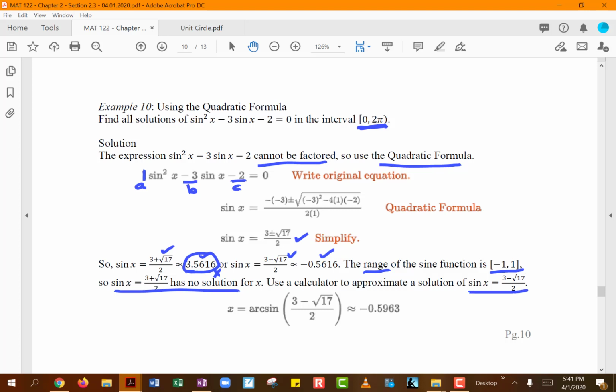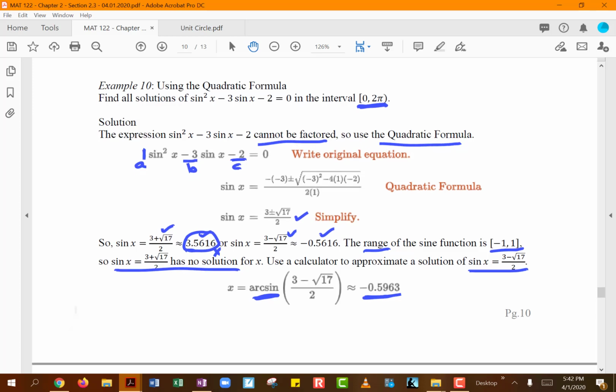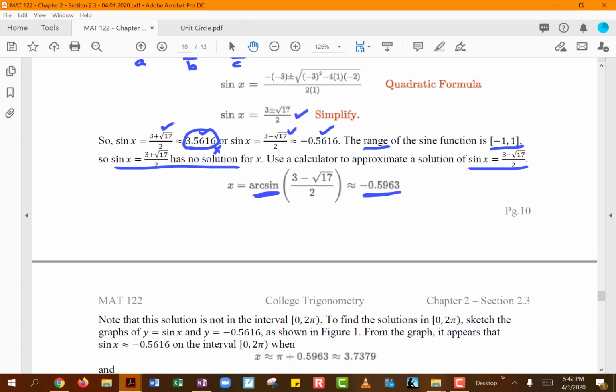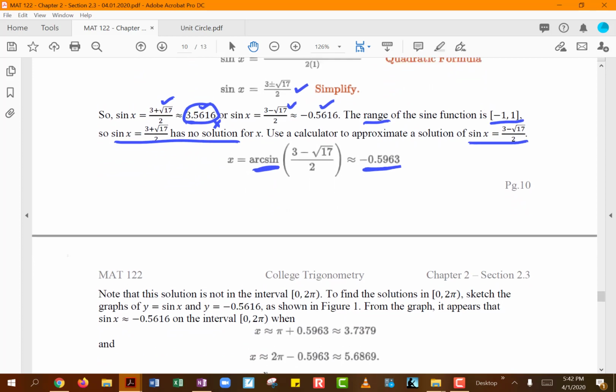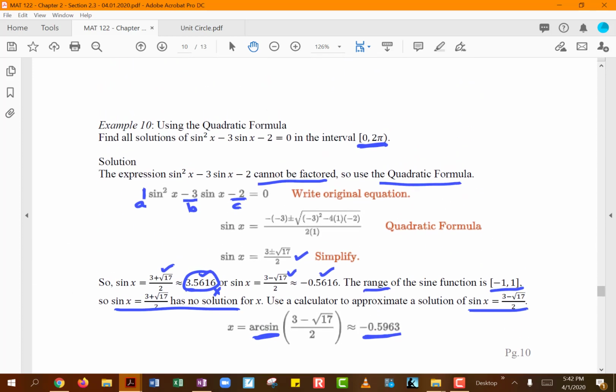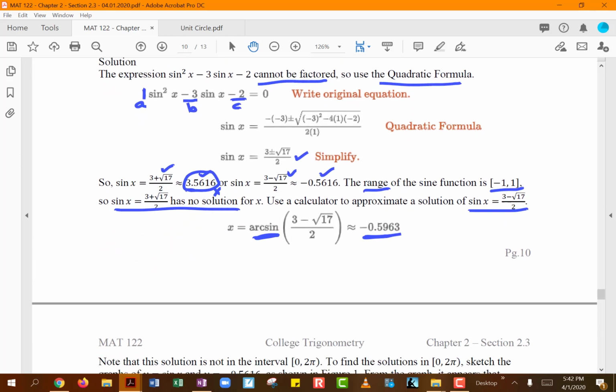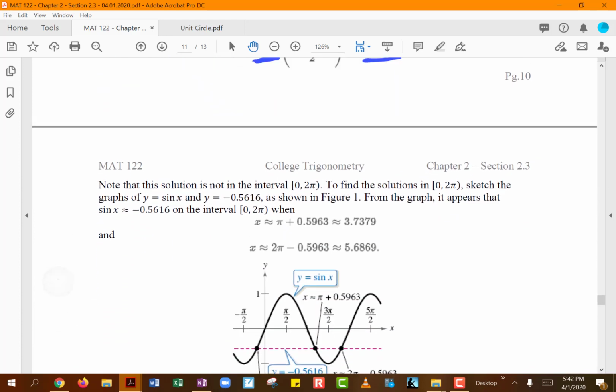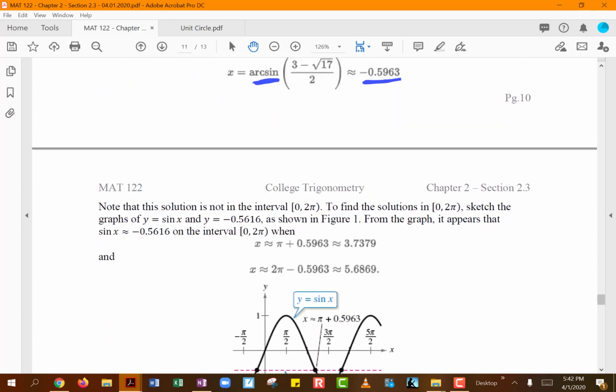So for this part, you will notice we're actually falling back to using the inverse function. So you're doing inverse sine on 3 minus square root of 17 over 2, which is giving you approximately this answer here, negative 0.5963. And since they wanted us to find the answer, specifically in the interval from 0 to 2 pi, we're actually going to fall down to our graph to help us out with that.